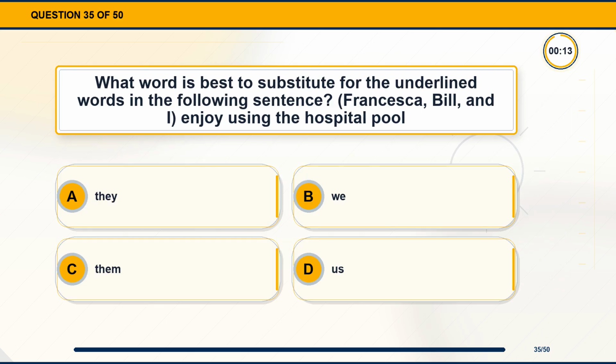Question 35. What word is best to substitute for the underlined words in the following sentence? Francesca, Bill, and I enjoy using the hospital pool. Option A, they. Option B, we. Option C, them. Option D, us.